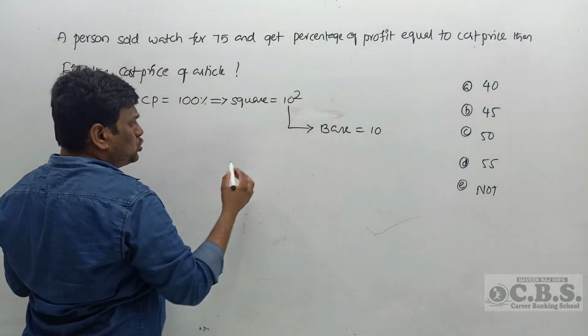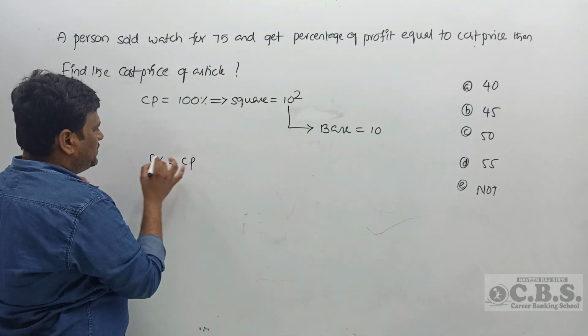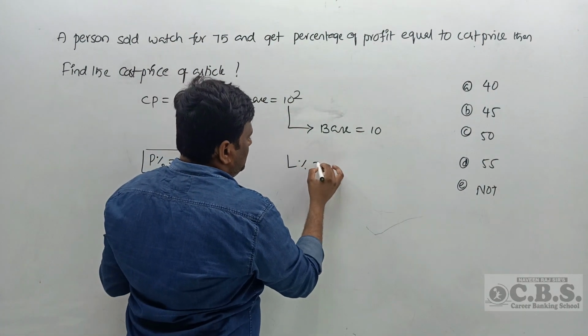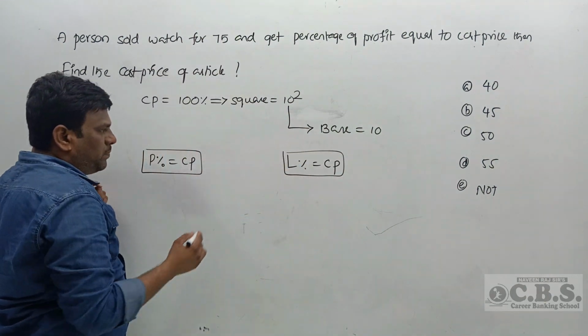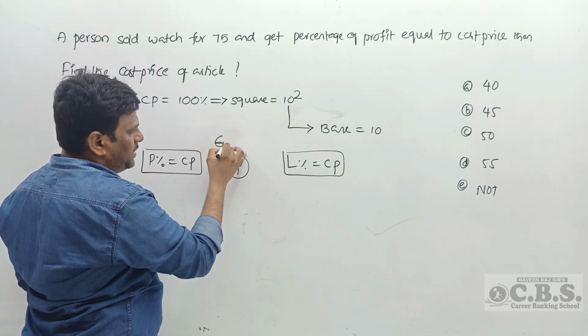There are two types of model. When profit percentage is equal to cost price, this is the first model, and the second model is when loss percent is equal to cost price. There are two models available. So when the selling price is given, we do factors.